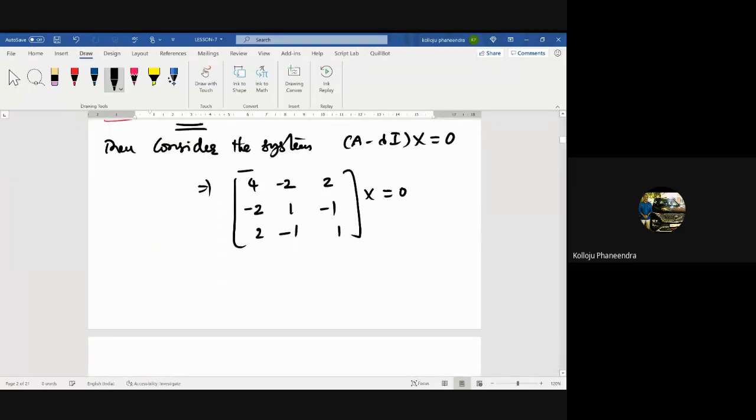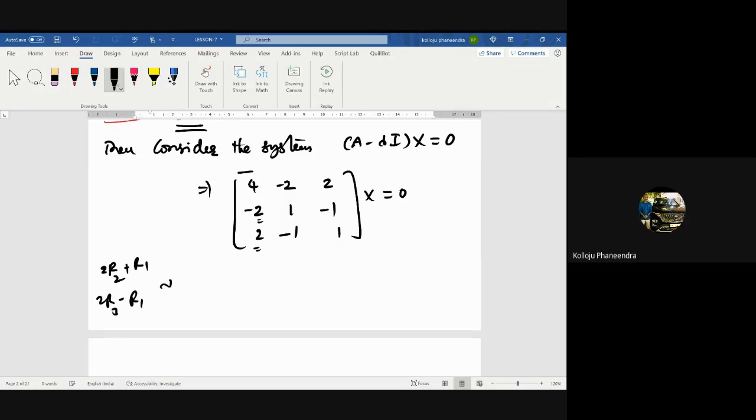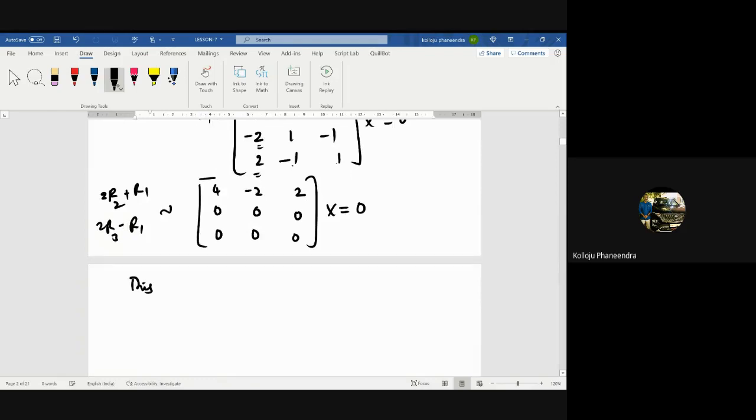Okay, now convert this to echelon form. To convert this to echelon form, I have to reduce this to 0, this to 0. The first operation is 2r2 plus r1, and the next operation is 2r3 minus r1. Then this becomes 4, negative 2, 2. This is 0, 0. And coming to this, plus 2 minus 2, 0. This is minus 2 plus 2, 0. Coming to this, minus 2 plus 2, 0. This is 2 minus 2, 0, into x equal to 0. Okay, this is in echelon form. Is it correct? This is in echelon form.